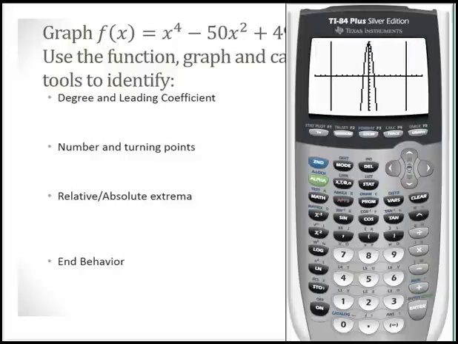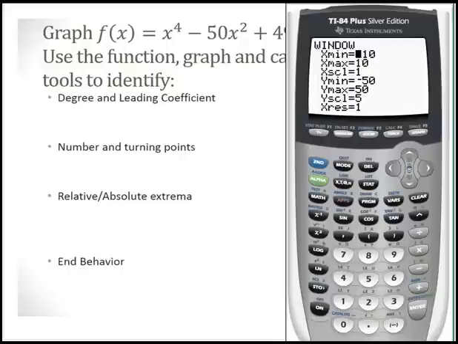Alright, it looks like I see a maximum here. But I need to adjust this a little bit more. Let me try adjusting the y minimum some more. Let's go to -100 on the y minimum, and I'll go ahead and change my scale to 10s now on the y's.